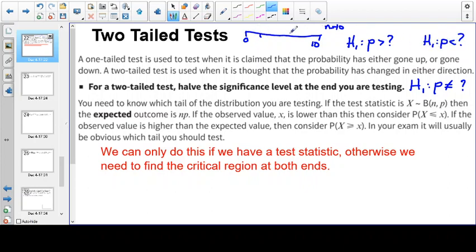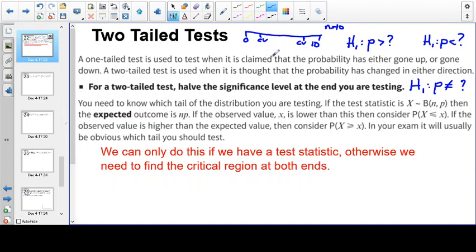That's why it's called a tail, because if you think of the number line, we're either at the top end, the top tail, or we're at the bottom end. If you are doing a two-tailed test, then there will be two critical values that we may need to consider. In some questions, you need to find them both. In other questions, you might only need to find one.